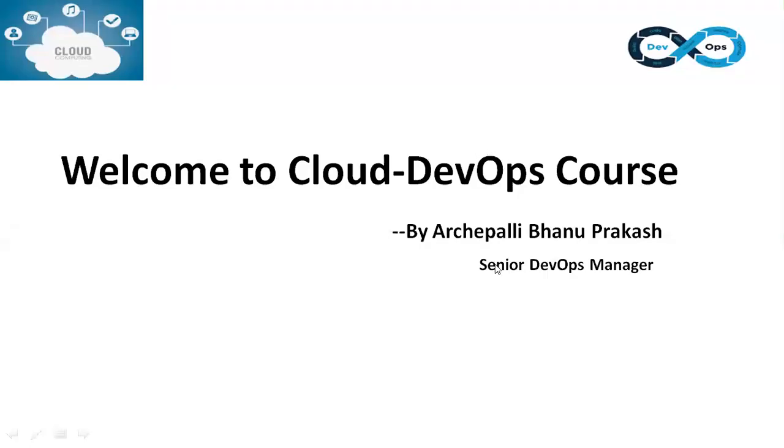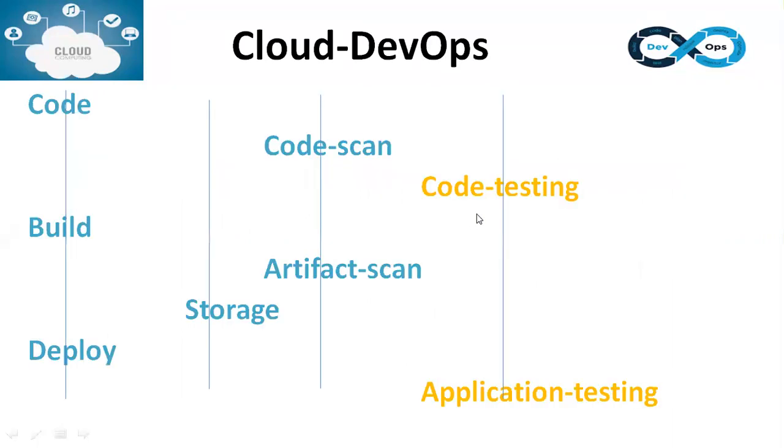Yeah, so the next topic on DevOps, as of yesterday, we have discussed code quality and code scan. So let's see the other thing today. As we saw, code, build, deploy in the first day, and in the later days we have seen storage, and the other day code scan and artifact scan. Code scan we have seen happening using SonarQube, and artifact scan can be done using Veracode.